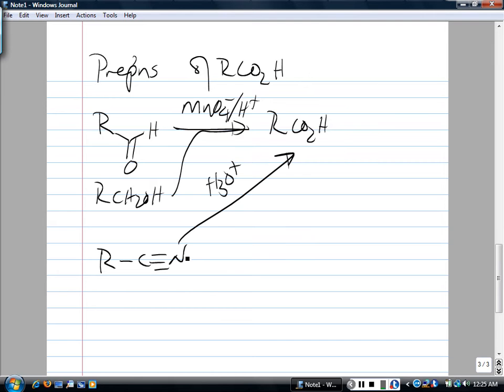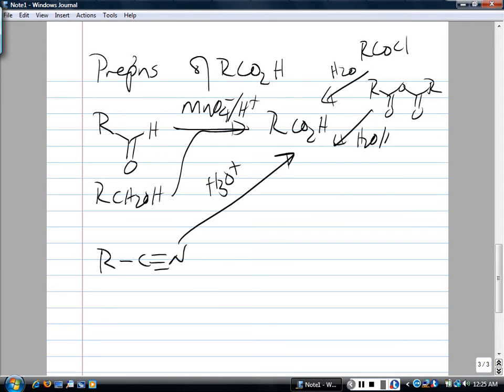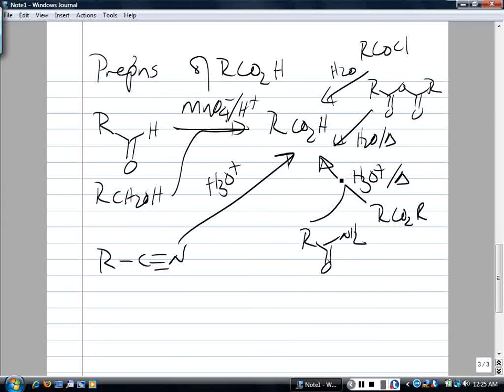I can also prepare carboxylic acids from their derivatives. In other words, I can take an acid halide, treat it with water. I can take an anhydride, and I'll have to use hot water for that one. I can convert an ester with H2O plus and heat. And even amides with difficulty can be hydrolyzed to make carboxylic acids. I can also make carboxylic acids from Grignard reagents reacting with carbon dioxide.